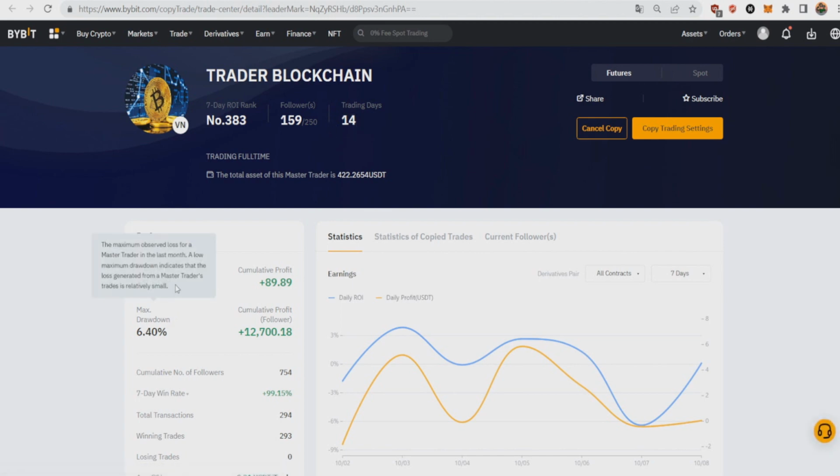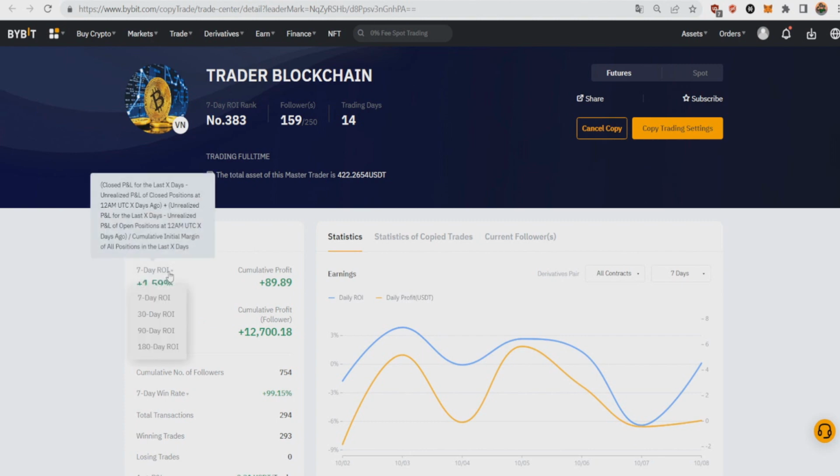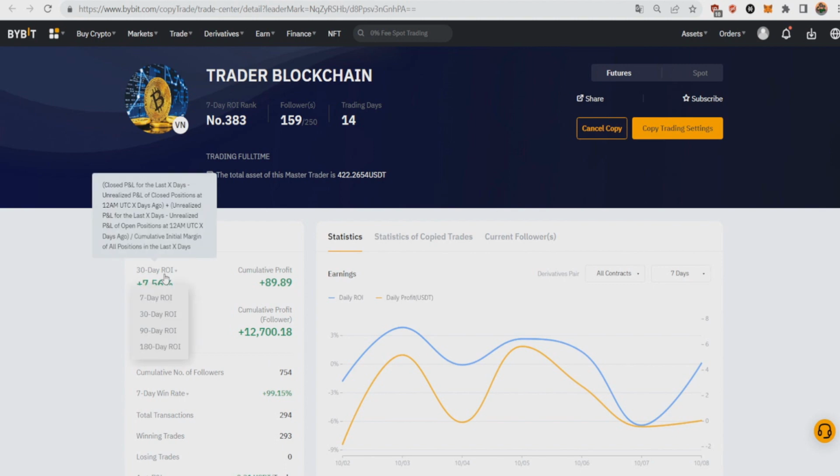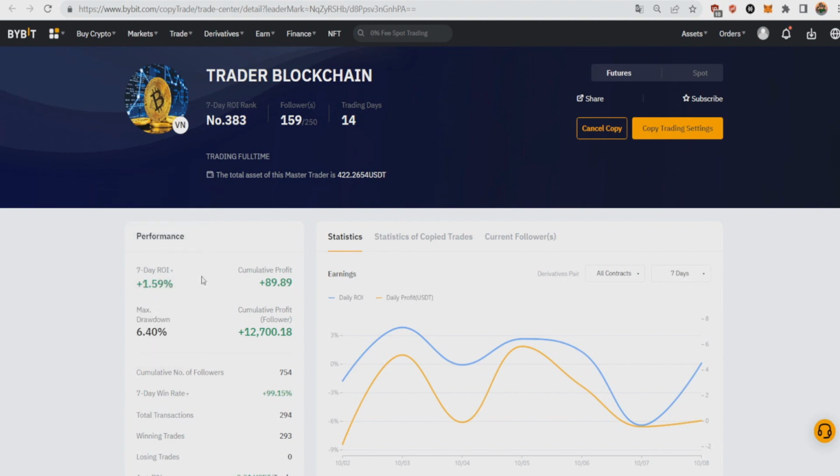The second thing is of course the return of investment. Always check the 30 days. So this is looking really good. I would say anything on the 30 days between 5 and 10% or more is good, and on the 7 days between like 1 and 3%. It's not on one trade, it's on all the trades together.